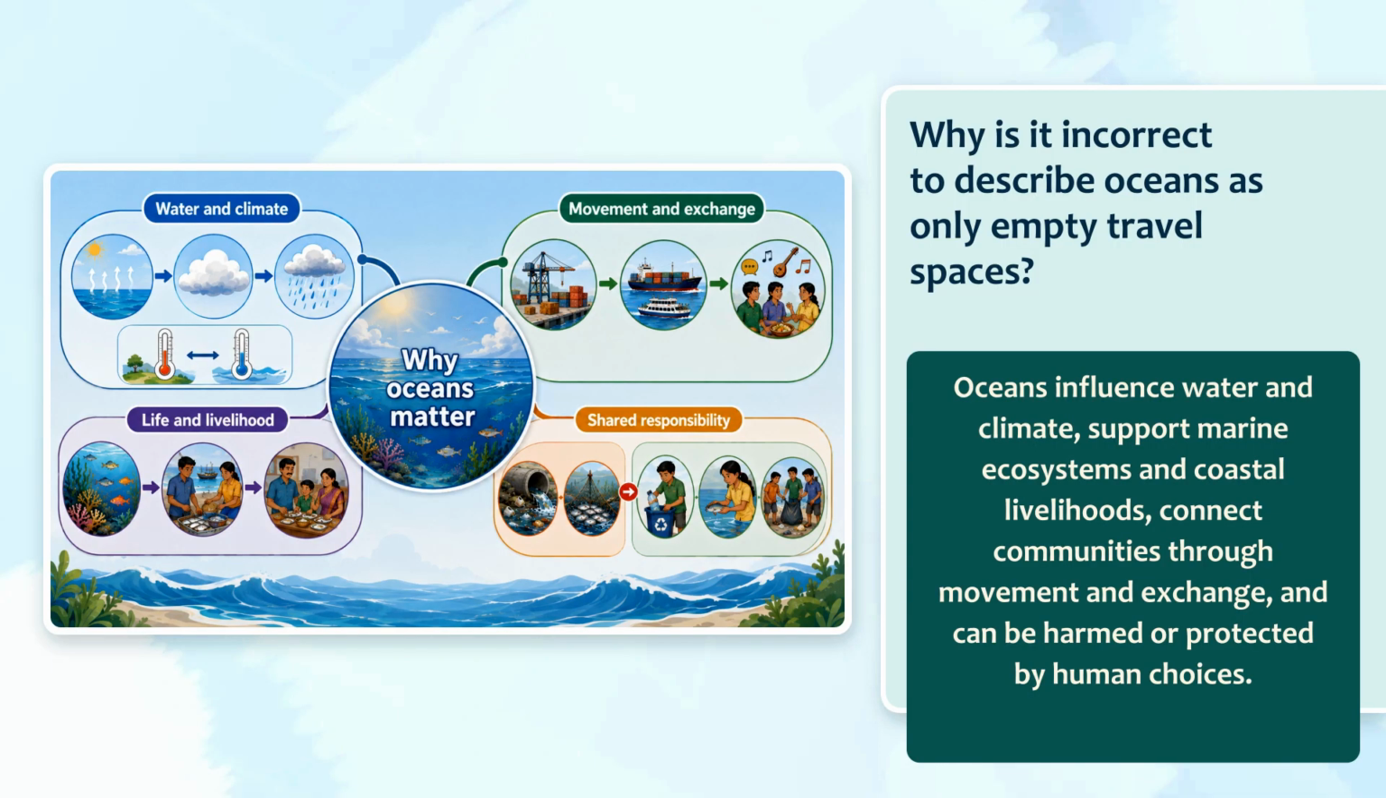Use all 4 branches for your final check. Why is it incorrect to describe oceans as only empty travel spaces? The complete map gives the response. Oceans influence water and climate, support marine ecosystems and coastal livelihoods, connect communities through movement and exchange, and can be harmed or protected by human choices. Every branch adds evidence against the misconception. You are now ready to use these connected ideas to explain why oceans matter.